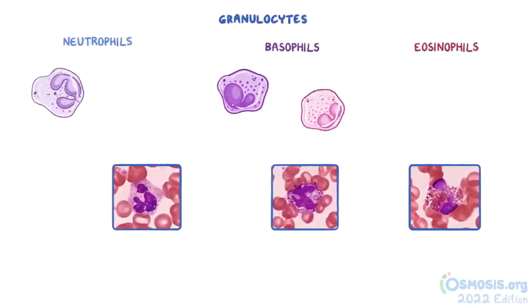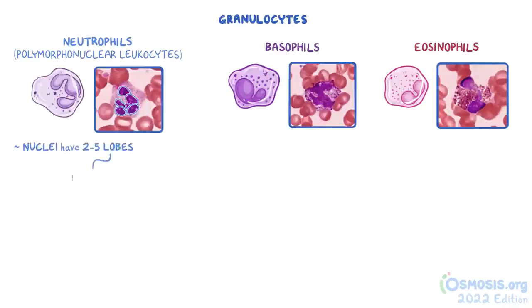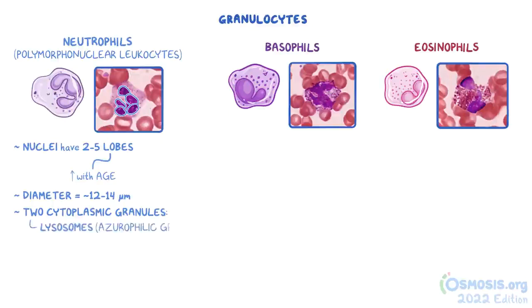Let's first take a closer look at the granulocytes. Neutrophils are also called polymorphonuclear leukocytes, or PMNs, because of their distinct nuclei, which have 2 to 5 lobes. The number of lobes will increase as the cell ages, so a young cell may only have 2 lobes, while an older cell is more likely to have 5 lobes. The diameter of neutrophils is about 12 to 14 micrometers, and they contain an abundant amount of 2 major types of cytoplasmic granules: lysosomes, often called azurophilic granules in blood cells, and specific granules that bind neutral, basic, or acidic stains and have specific functions.